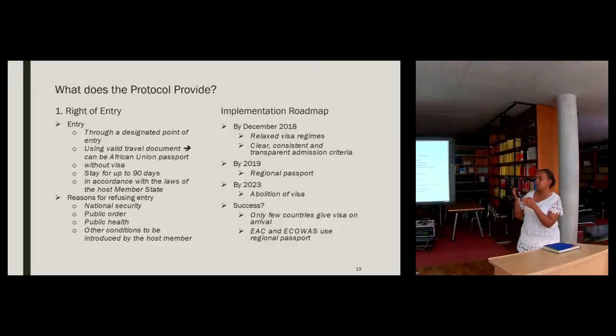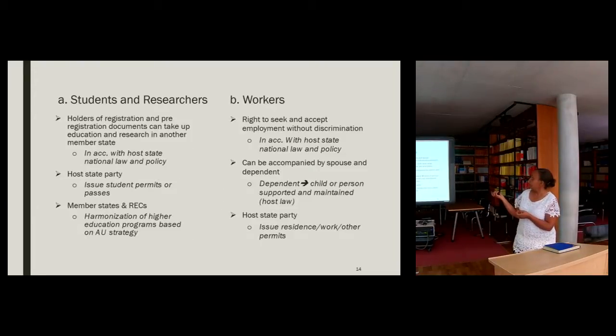When you look at the successes of those things, relaxed visa regimes by 2018, only a few countries have managed to do that. Having a regional passport, only two of the regional economic communities, the East African Community and ECOWAS, use regional passports, and that's even because of their own treaties, which mandate the formation of regional passports. And then we also have provisions on students and researchers and workers, so that they can move from one country to another for the purpose of education, research, or to take up employment. But those things can be done only in accordance with the law.